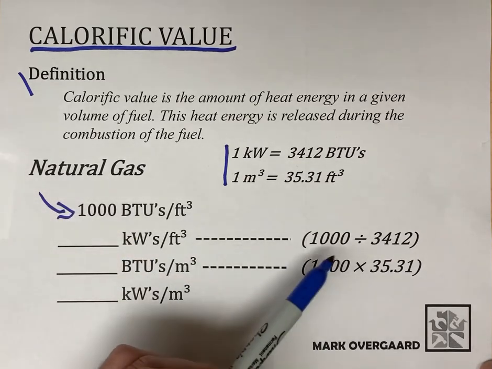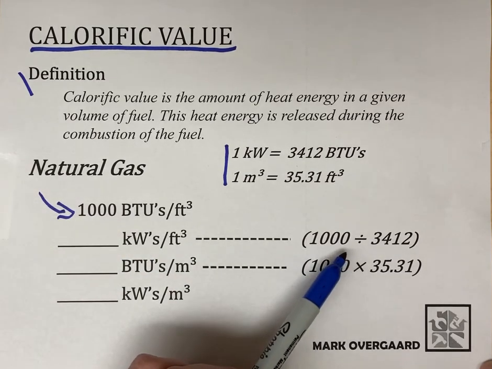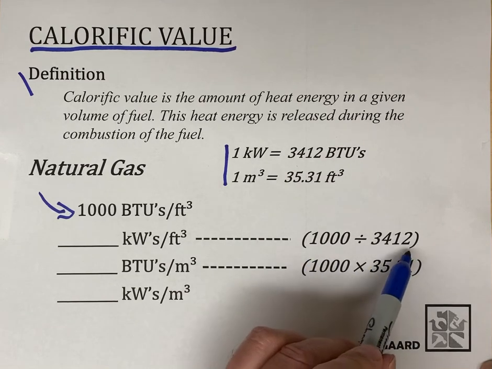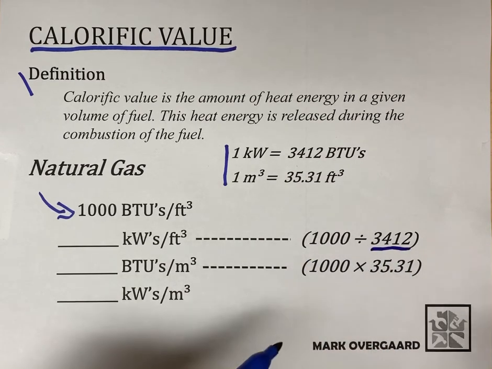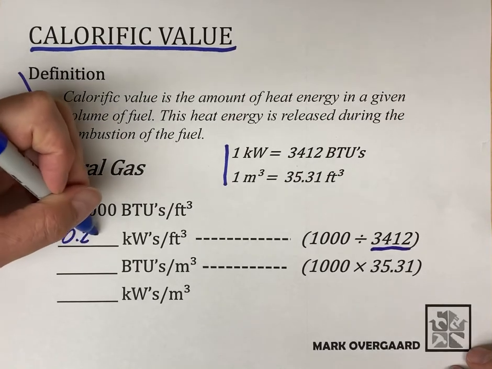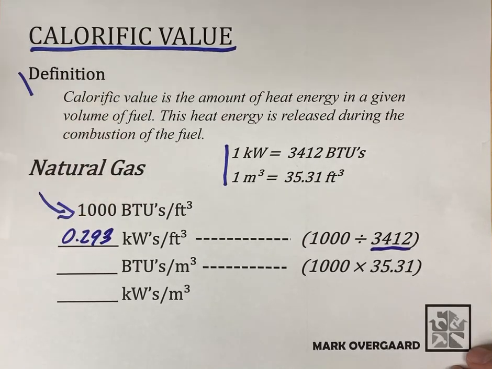Well, to do that, we come over here. We say, okay, we have 1,000 BTUs, and we have 3,412 BTUs per kilowatt. So 1,000 divided by 3,412 is 0.293. So that's another way to express the calorific value of natural gas: 0.293 kilowatts per cubic foot.